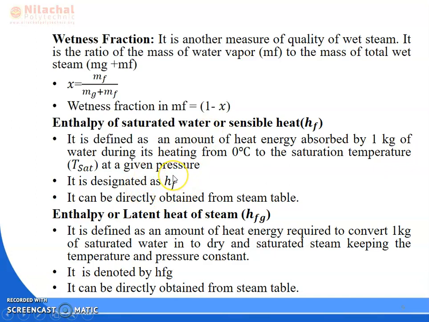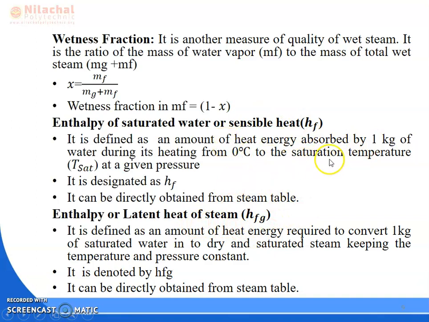It will be designated as HF. So from where do you calculate HF? HF will be calculated from the steam table. After this topic, we will discuss how we can use the steam table and how you can use the Mollier diagram. Then next is your enthalpy or latent heat of steam.